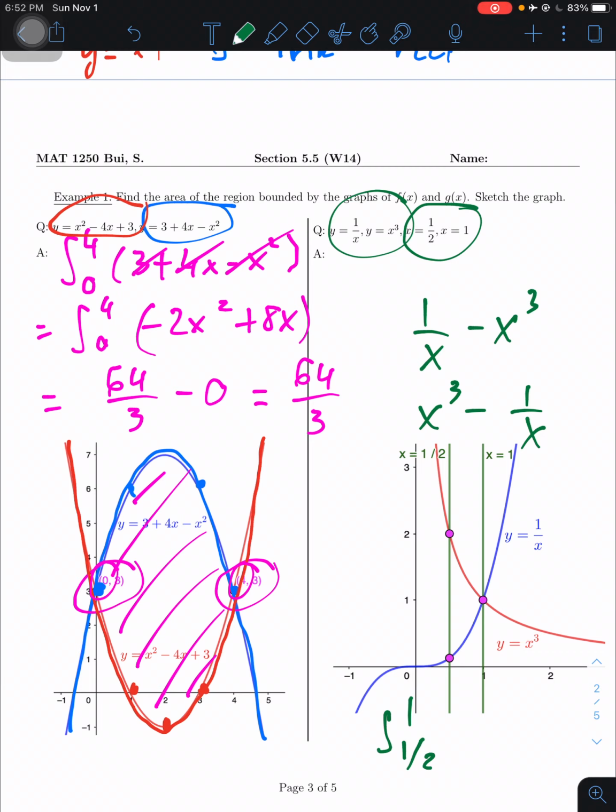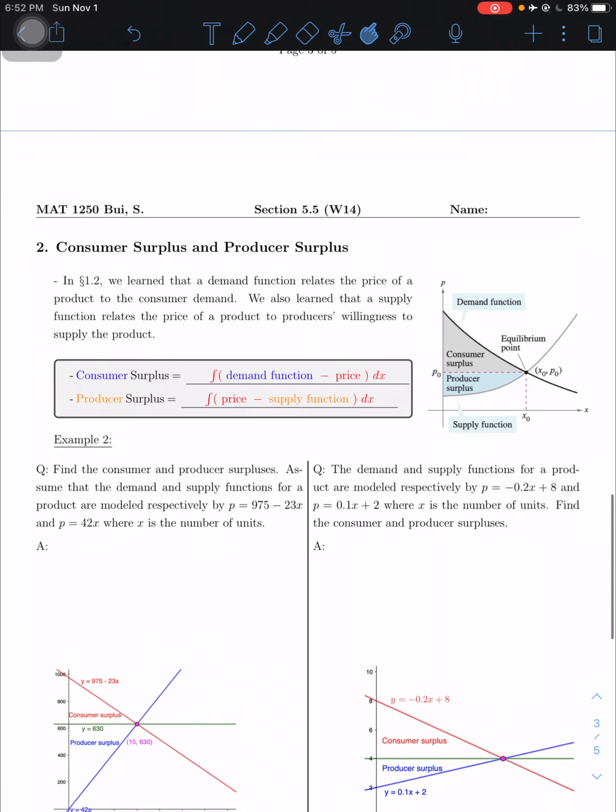And then after that, well, dx in here, you integrate it, you plug in 1 and you plug in 1/2, subtract them, you get the answer. Okay, so this is what you have to do for your graph. And just a heads up in here, we're talking about this shaded region in green. Okay. So now let's move on to the second example.